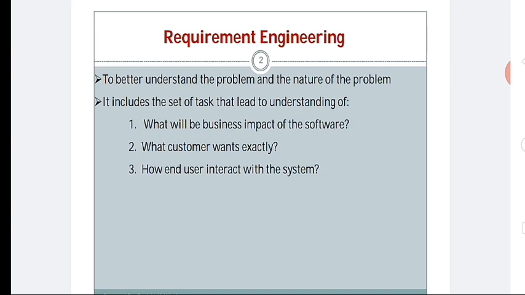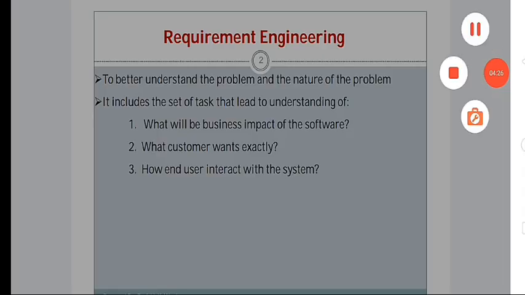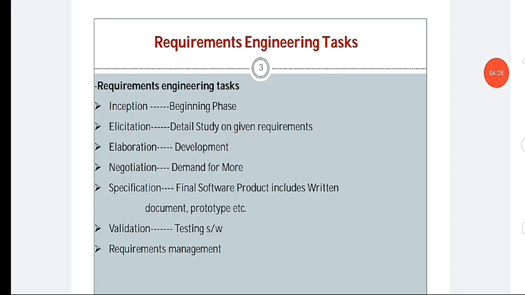So requirement engineering is a set of tasks used to understand the business impact of the software, then the actual requirement of the customer, then how the end user interacts with the system. Now the requirement engineering is carried out with the help of different tasks. So let us see what tasks are involved in requirement engineering.